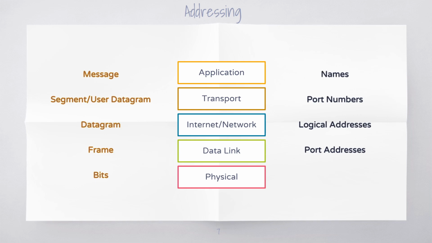Similarly, the addressing schemes at each individual layer. At the application layer, it is a specific name which is of user or application interest, and each individual user is identified by their name. At the transport layer, each communicating entity is identified by port numbers based on the application they are using. At the network layer, each entity is identified by logical addresses or IP addresses. And at the data link layer, each entity is identified by the physical address or link layer address.